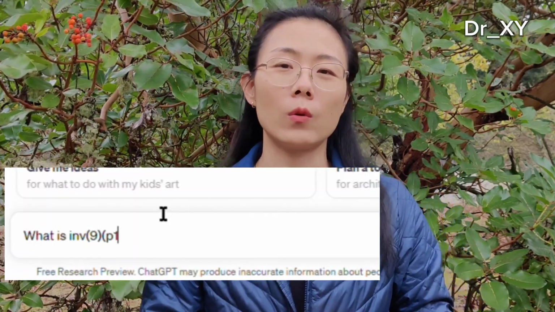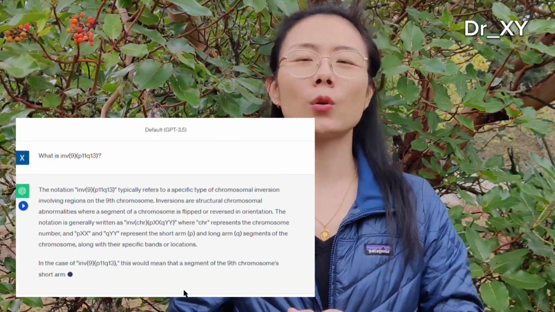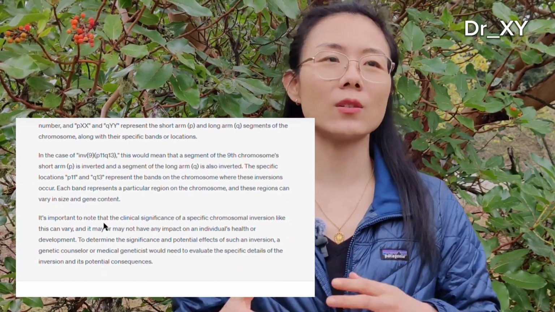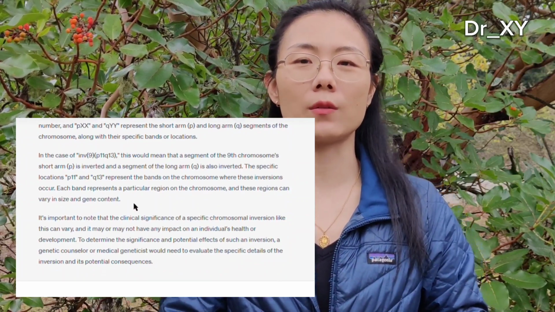There are rearrangements out there that are known to be benign, for example, inversion 9. I talked about it in the previous video. I actually asked ChatGPT what inversion 9 is. It explained it technically all correct, but it couldn't really give a good explanation of what this means for the patient. So I guess it's just being careful when it comes to health information.